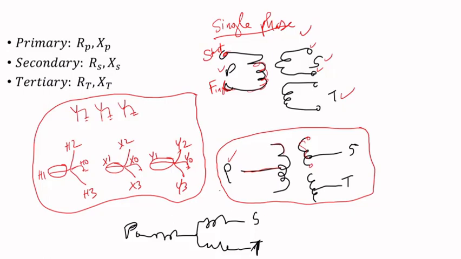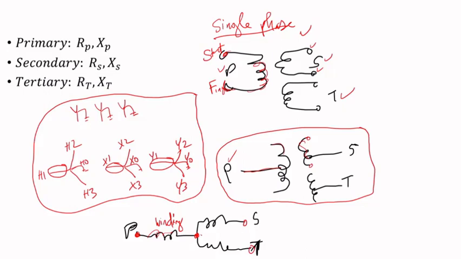Then for modeling purposes, you would show the terminal of one phase of the primary. You have the winding here, so it has turns or loops. Then this point here is a junction that joins one side of the primary, the terminal of the secondary, and the terminal of the tertiary.